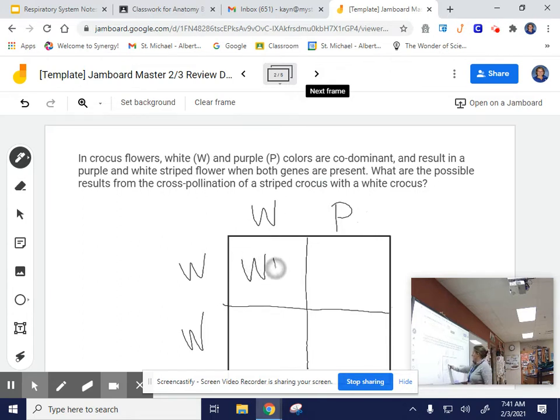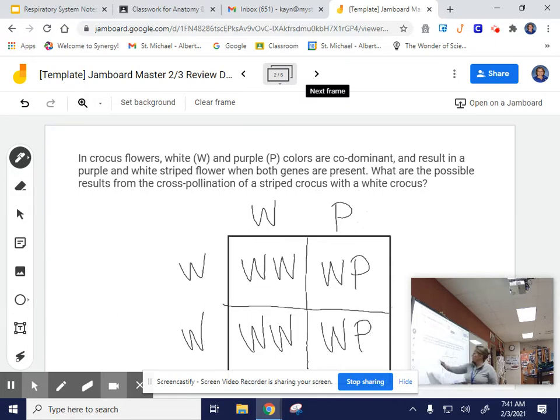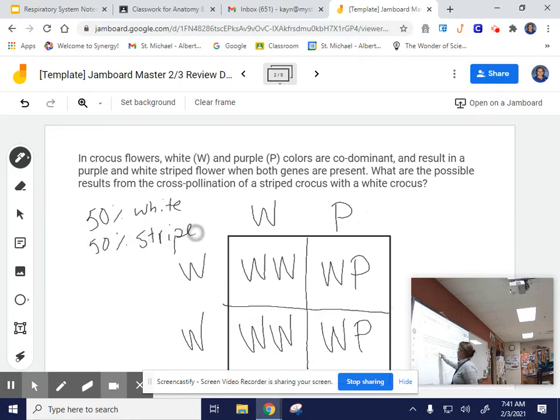So we would get white in this box, striped in this box, white, and striped. So you would get 50% white, 50% striped. Okay.